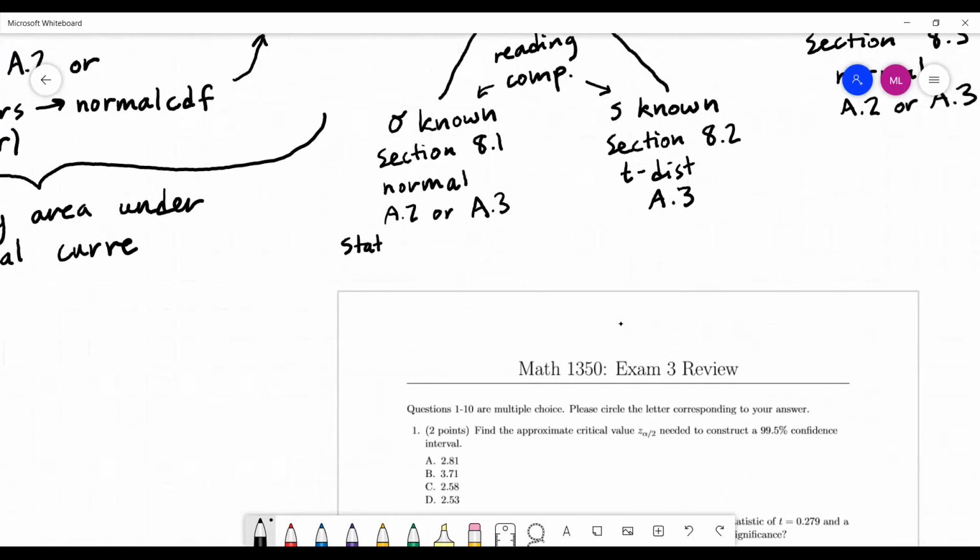So stat, the list of tests, and this one is a Z interval. So on the calculator, you use Z interval for this type of problem. For this one, it's similar. You hit stat, then test, but this one is a T interval.